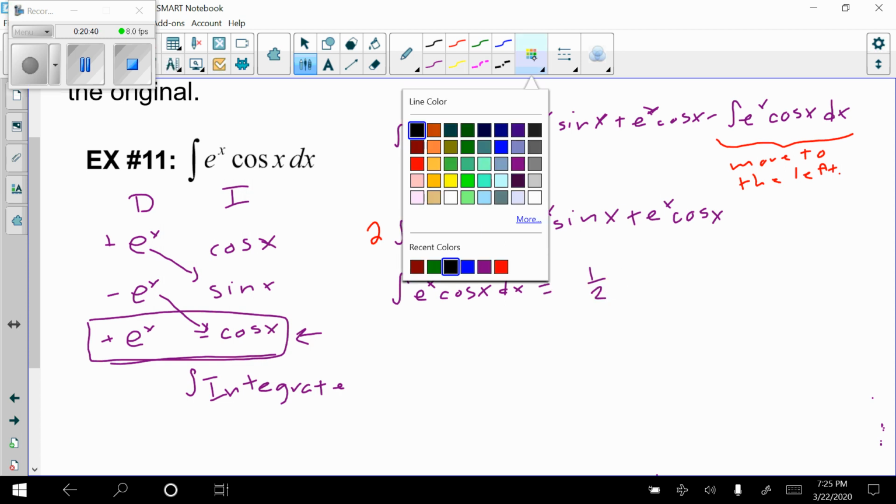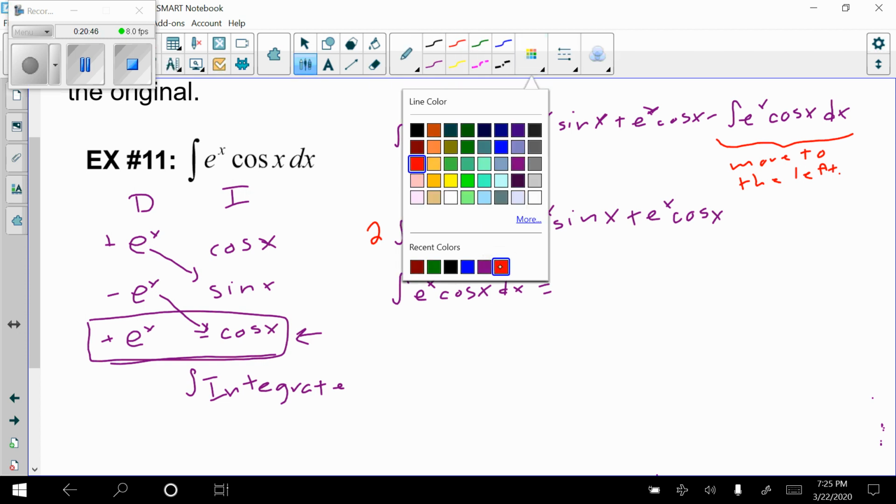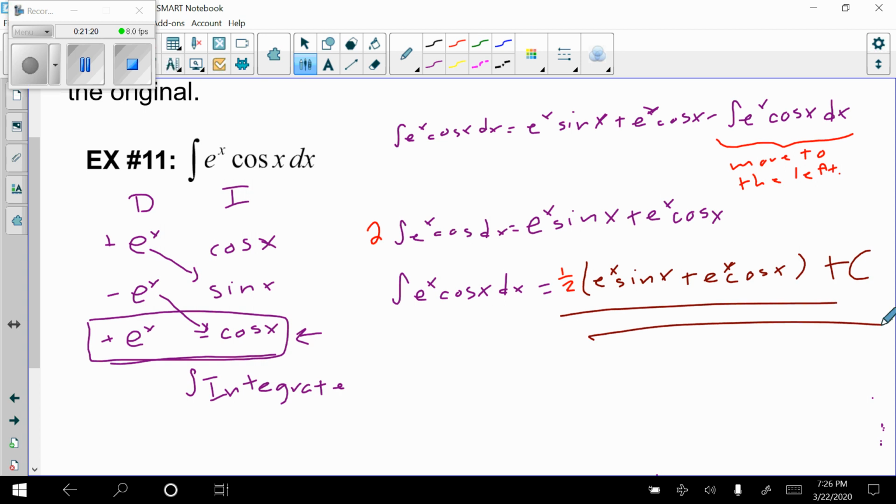1/2. Let me do that in red because that's what we've been doing. So that will be 1/2 times, and now back to the purple, e to the x times sine of x plus e to the x times the cosine of x. Okay, and because this is an indefinite integral, we'll say plus C, and here is our final solution.